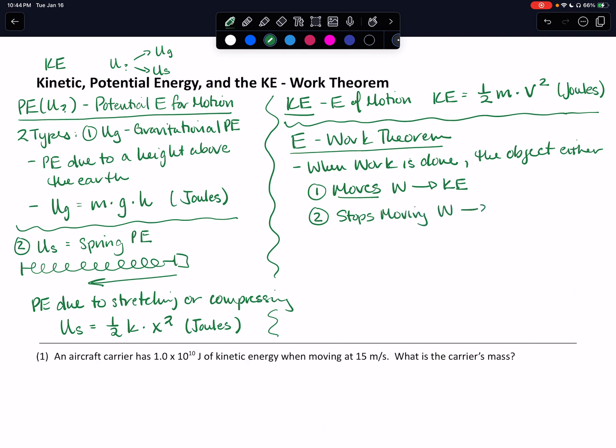In that case, the work has been converted into potential energy. So you need to read the problem carefully to figure out what you're talking about. If we talk about this number 1, that means that the work that's being done leads to a change in the kinetic energy of our object. Usually the object was not moving, so it had a kinetic energy initially of 0, and now it has some. But it could be the object's in motion already, and then the work is done to change that kinetic energy.